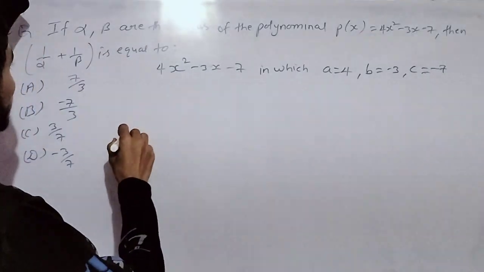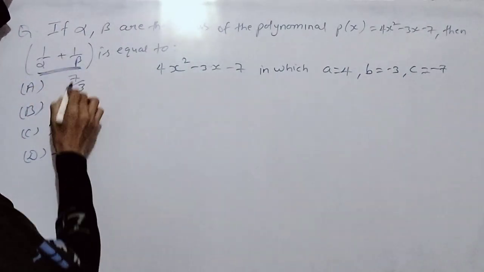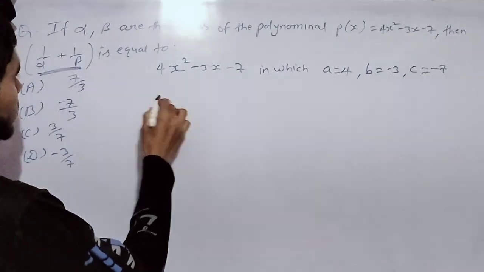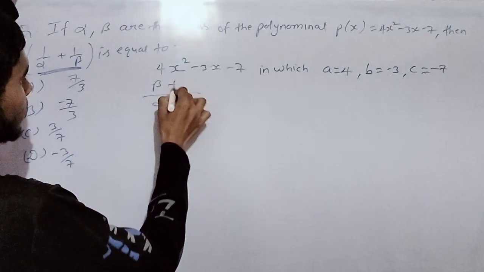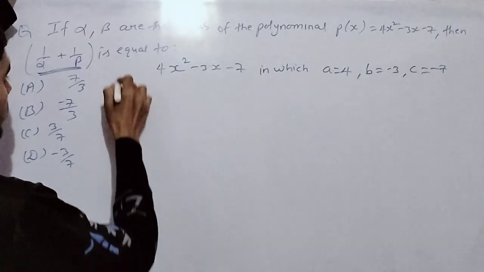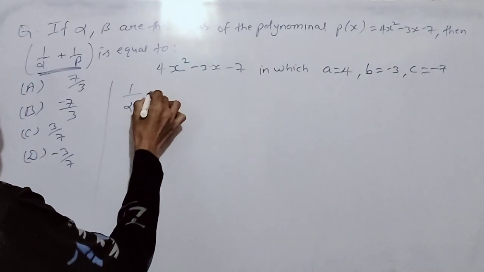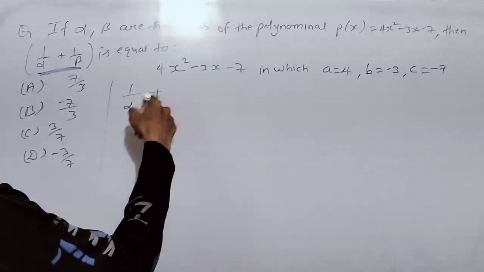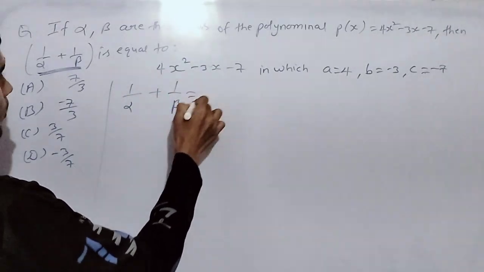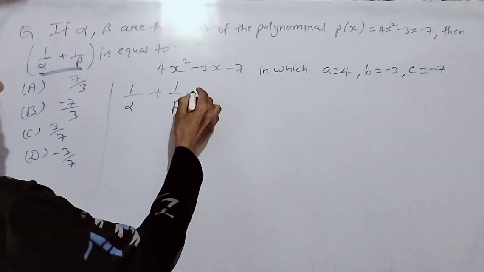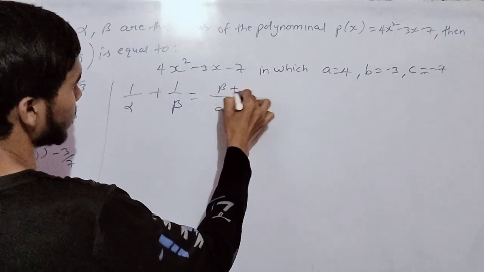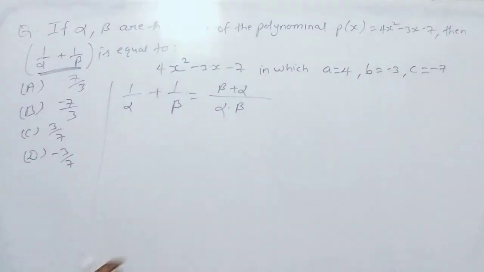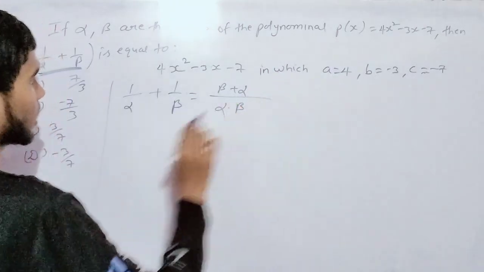What else can we find? Okay, simplify this. As we know, 1 upon alpha plus 1 upon beta will give you alpha plus beta upon alpha into beta. Clear? Now let's find this value and this value.